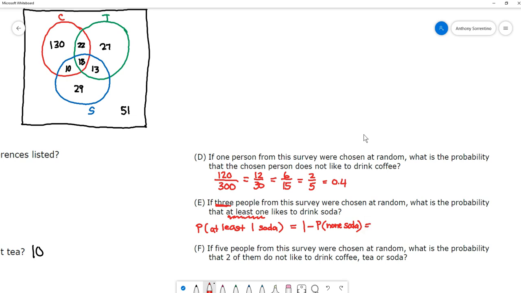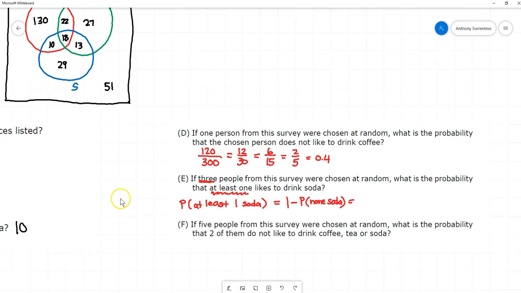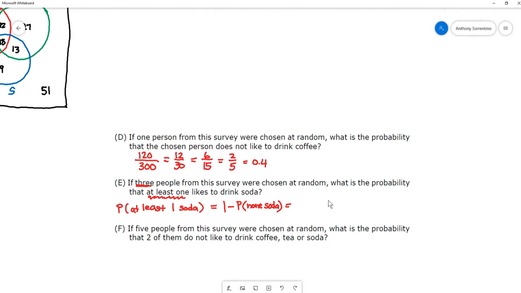Going back to the information we had from the problem, there are 70 that like soda, which means there's 230 that don't. They may like other preferences, or they may not like any of the preferences, but I do know that basically 230 don't like soda. Now I can take care of this using combinations, but I'm going to do this pretty simply. The probability that the first person does not like soda would be 230 over 300.